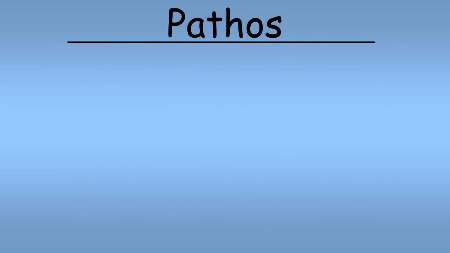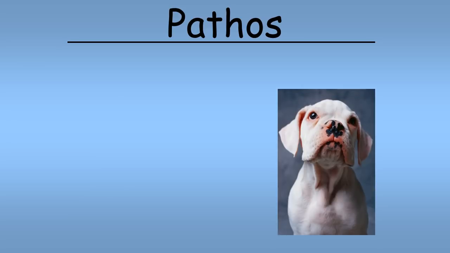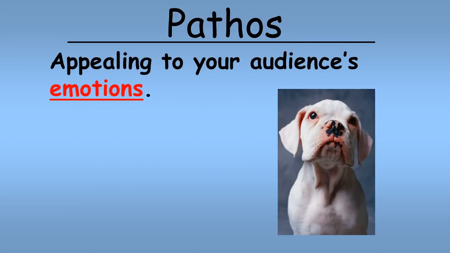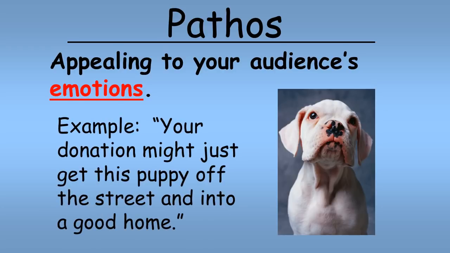Moving on, our next persuasive strategy is called pathos. Pathos is defined as appealing to your audience's emotions. We see this all the time in commercials that are designed to make us feel something in order to convince us. Something like, your donation might just get this puppy off the street and into a good home. We see the sad picture of a puppy and we're motivated to do something.